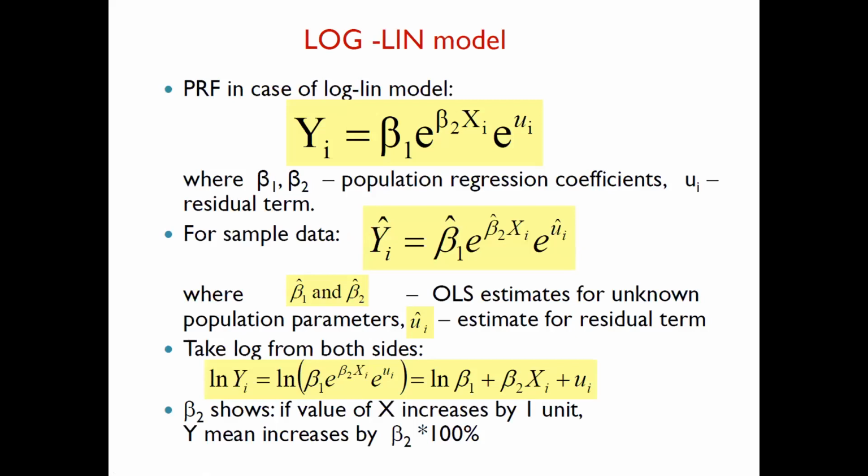If you look at the PRF, that is the population regression function, in the case of the log-lin model it is yi = beta1 e^(beta2 xi) e^(ui). This ui is what we know as the error term. This separates an econometric model from a mathematical model, where we have only y and x and we don't have this error term. We should know what the error term is, what the standard error is, and what the standard deviation is. All are different. So what is the error term?